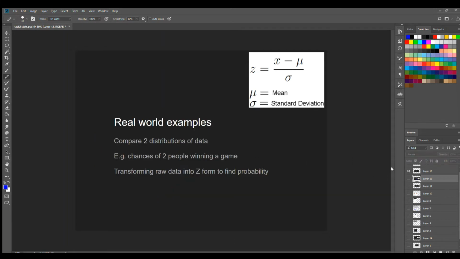Some real-world examples are when statisticians use standard normals to compare two distributions of data much more easily. For example, they might want to compare two people winning a game, which might have different advantages resulting in different percentages of winning the game, and they might want to compare that. They could also transform the raw data into z form to find the probability much more easily.